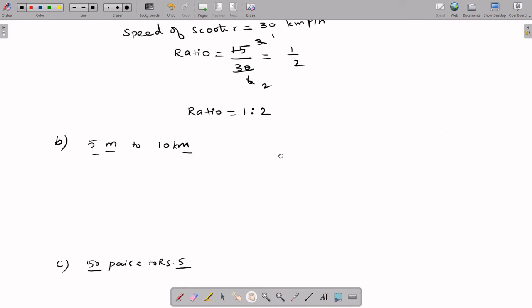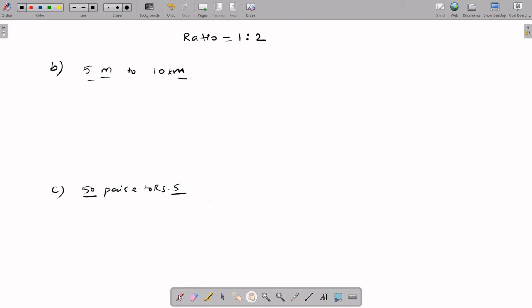And then the next problem is 5 meter to 10 kilometer. One is in meter, one is in kilometer, so either you convert both the terms to meter or to kilometer. You know that 1 kilometer is equal to 1000 meter. So 10 kilometer is equal to 10 into 1000 meter.